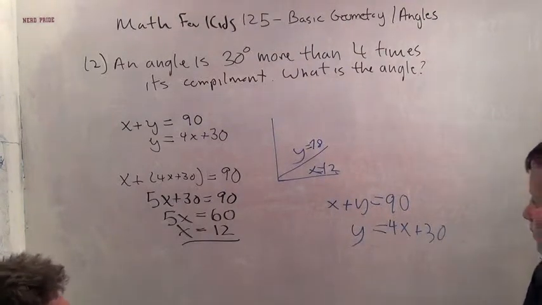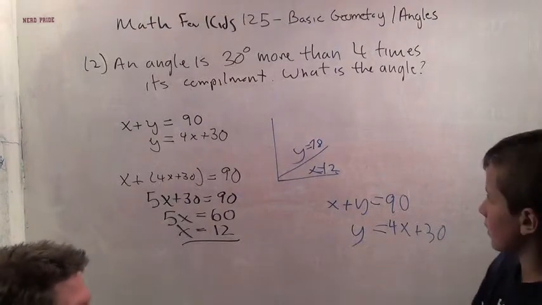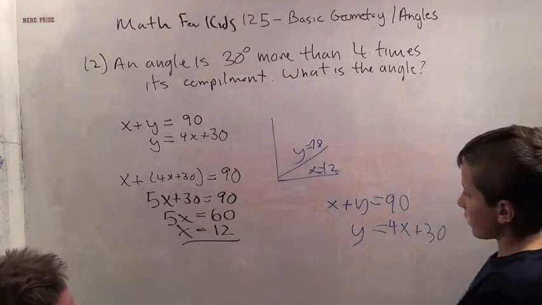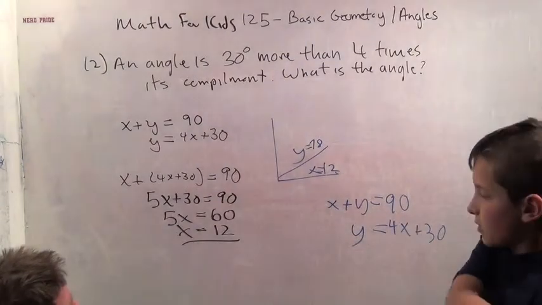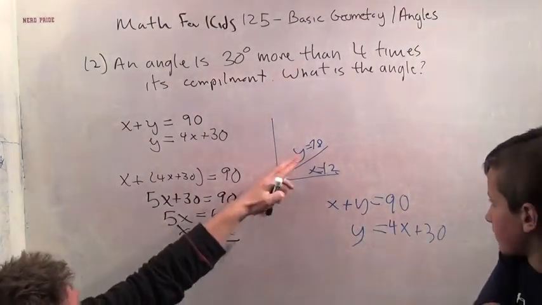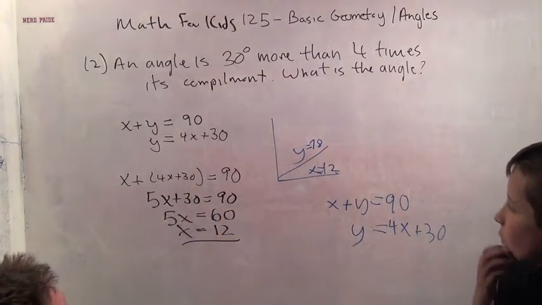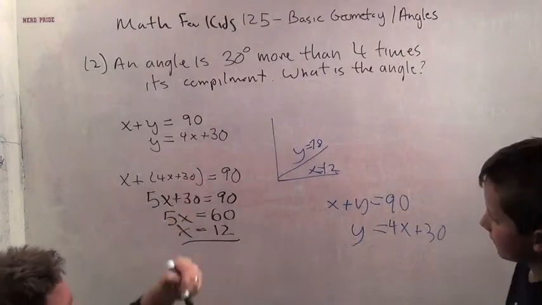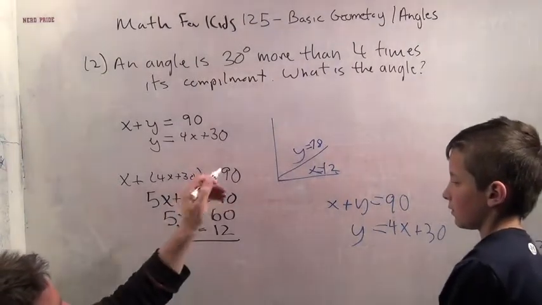What does y equal? What are our equations that have a y in it? X plus y is 90. And so we can say that 12 plus y is 90. Right, and that's how you found out that y was equal to 78. The other equation, y equals 4x plus 30, is our other way to check.